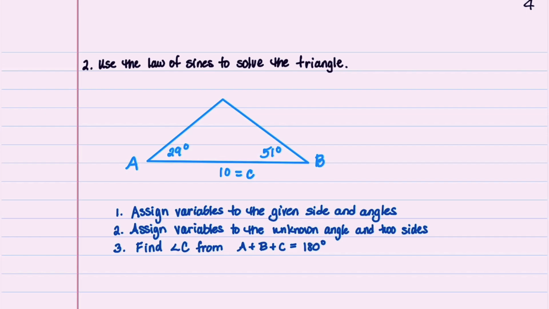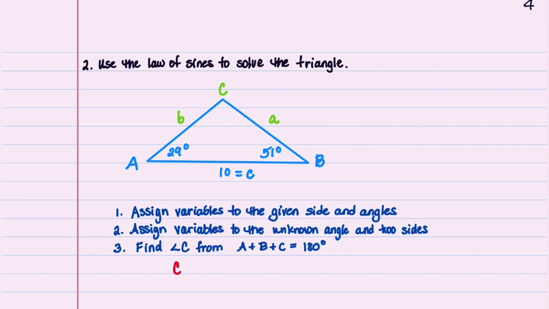We'll then assign variables to the unknown angle and two sides. So our unknown angle is going to be C. Our side opposite angle A is little a, and our side opposite angle B is little b. We'll start by finding angle C.